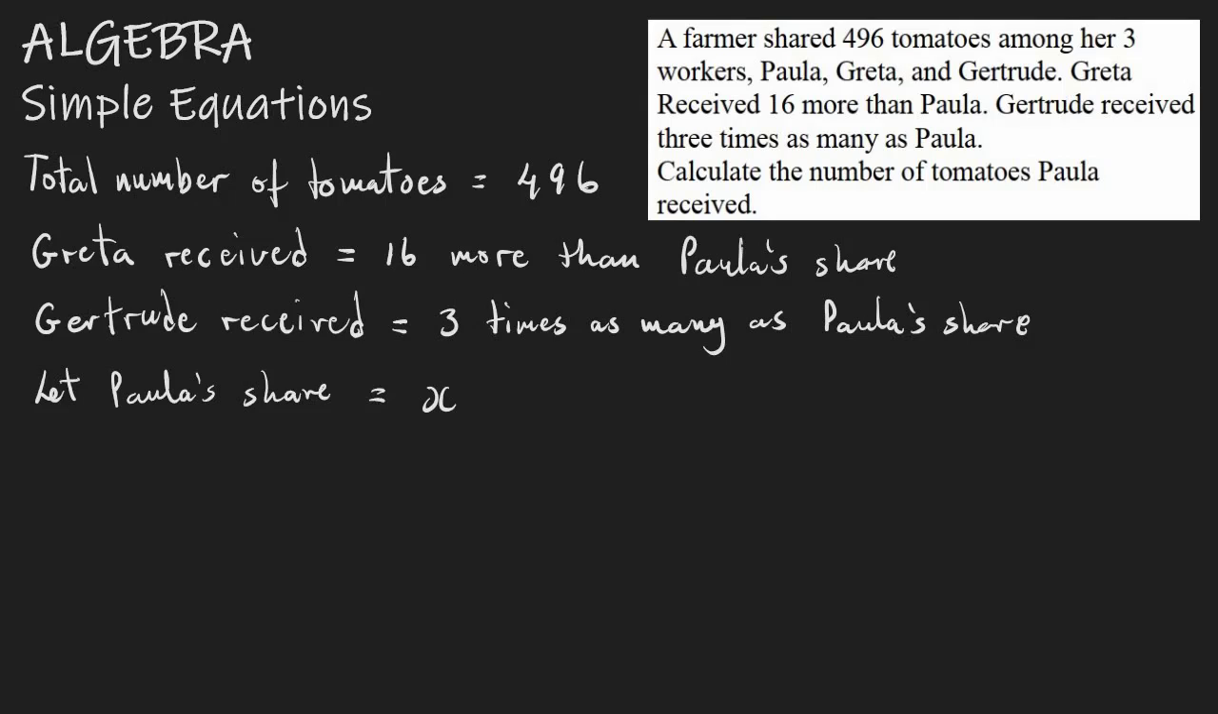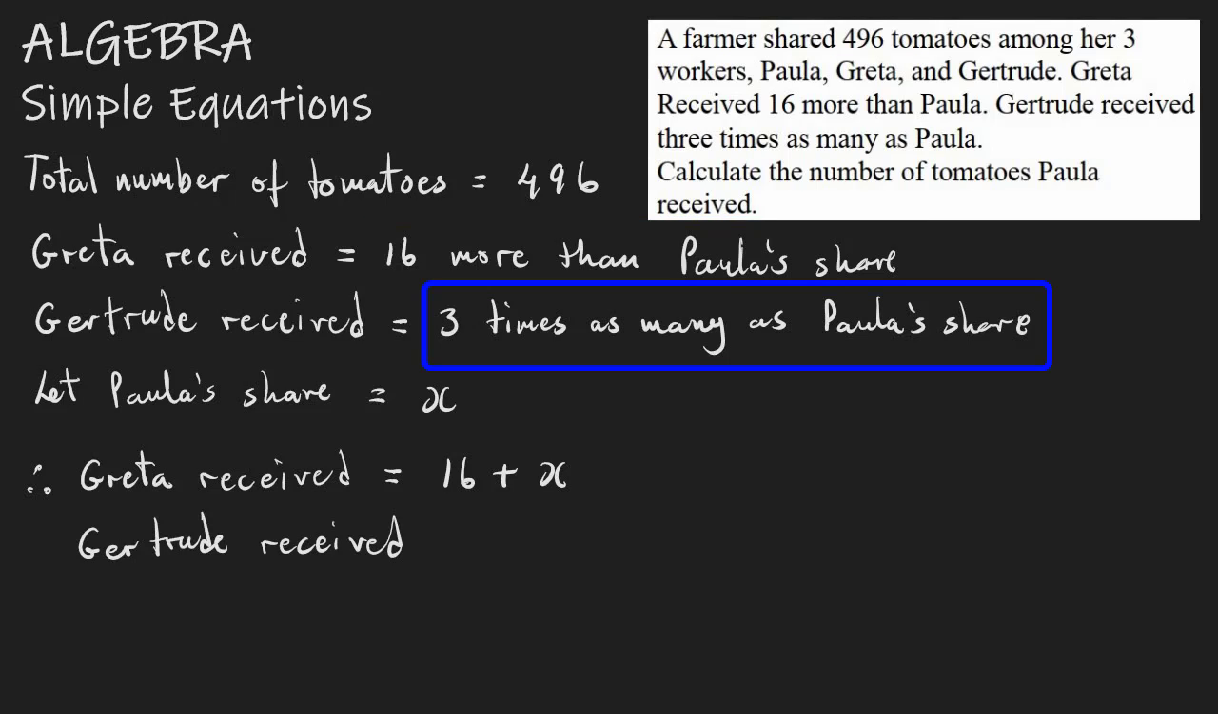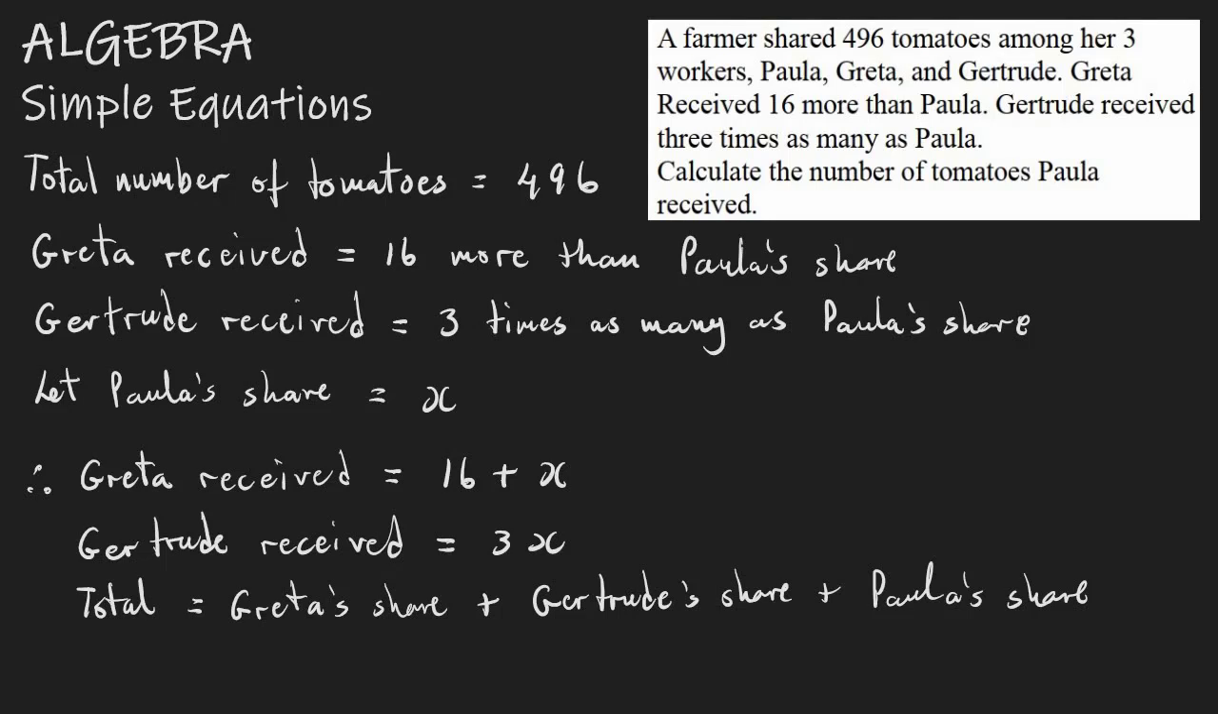Well, my next step is to rewrite the amount received by each worker in terms of the unknown algebraic variable x. Therefore, Greta received 16 more than Paula. Mathematically, this is equal to 16 plus x. Gertrude received 3 times as many as Paula. Mathematically, this is equal to 3x. And the total is equal to Greta's share plus Gertrude's share plus Paula's share.